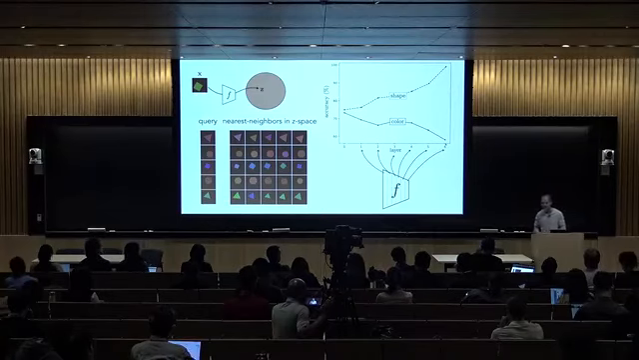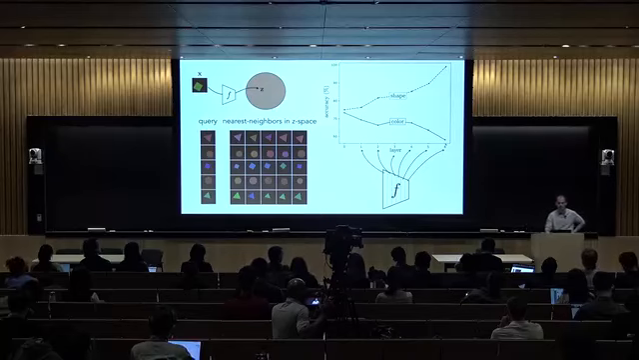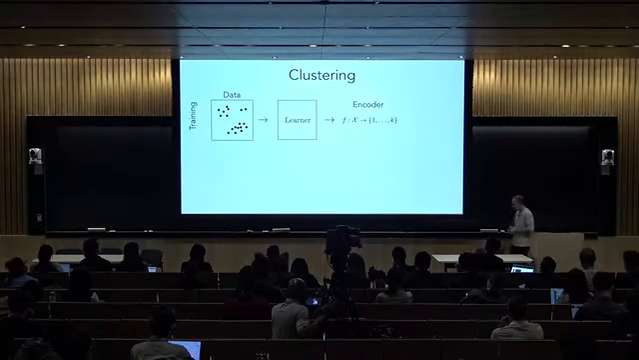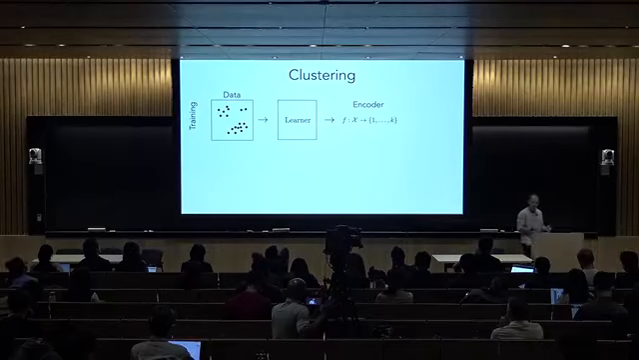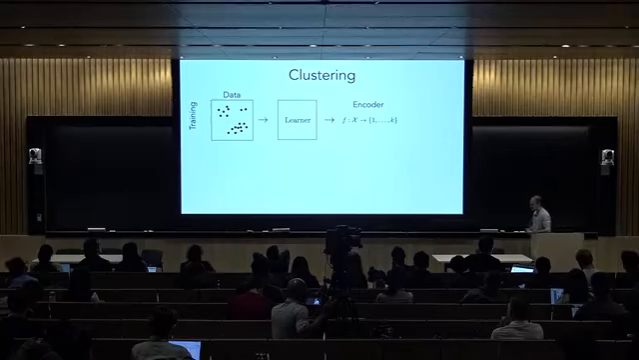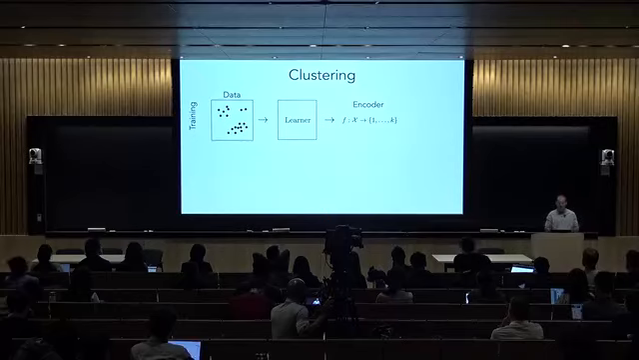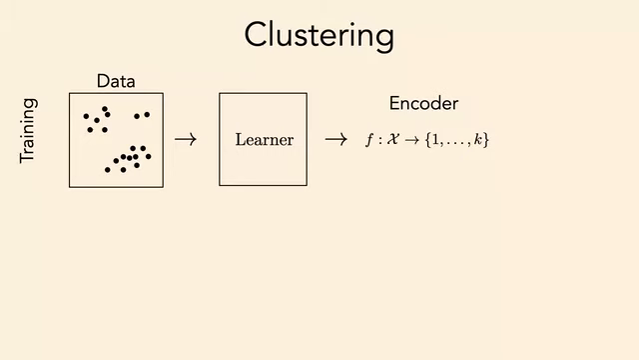OK. So I said autoencoders are the deep learning version of PCA. And now I'm going to say that another model is the deep learning version of k-means. So PCA and k-means are the two most important models, and everything else is just a generalization of them. That's just some opinionated statement. But that's one way of thinking about it.